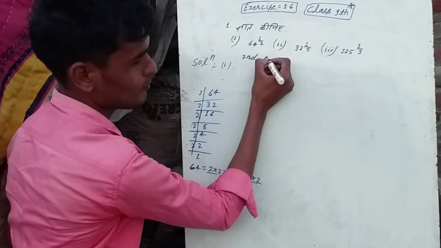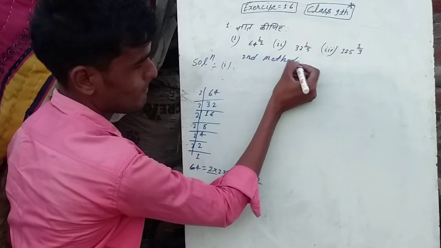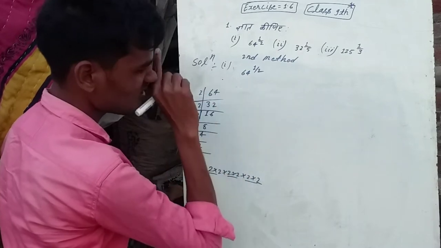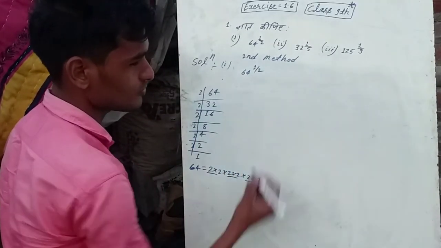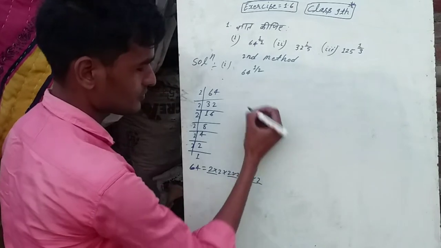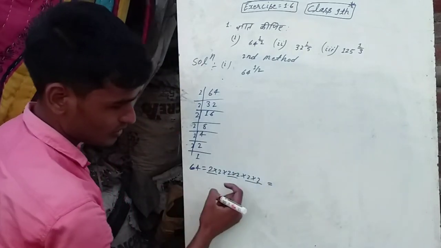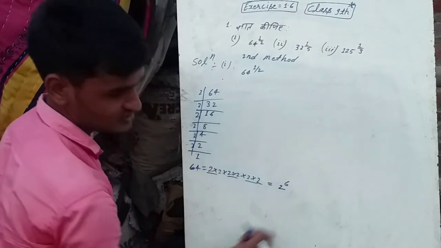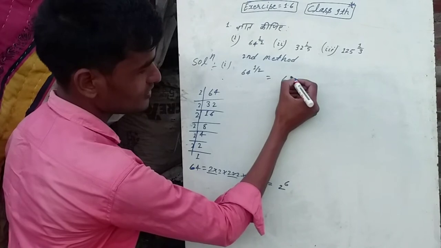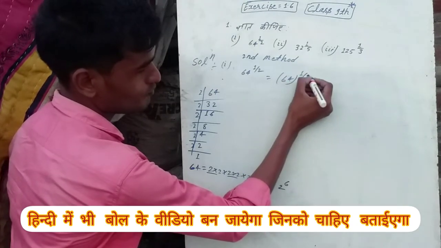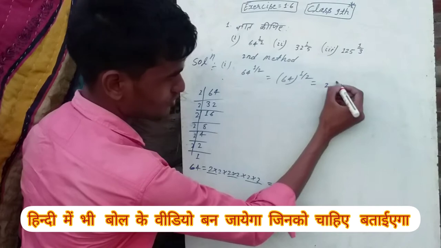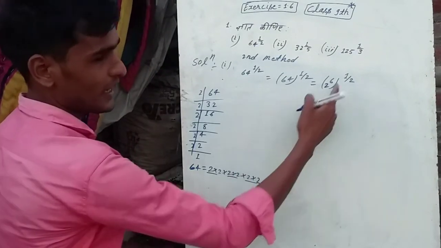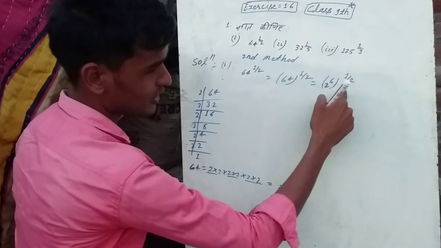Second method. 64 to the power 1 upon 2. Got it? We can write also. And look here, 2 to the power 1, 2, 3, 4, 5, 6. This we can write. Also, we can write 2 to the power 6, also 1 to the power 2. Got it? Any problem? And also, here we apply this formula.